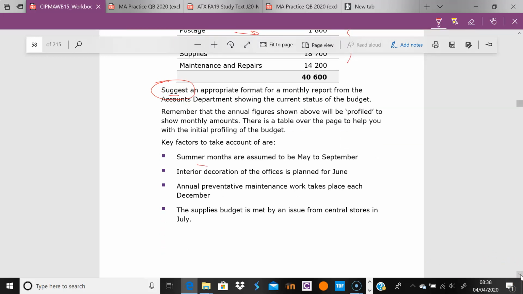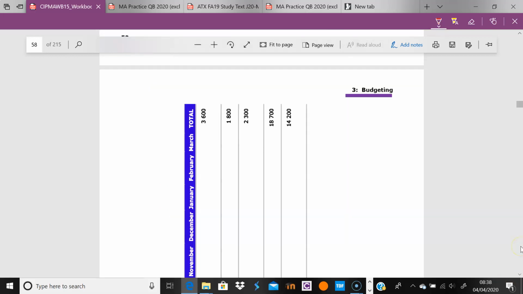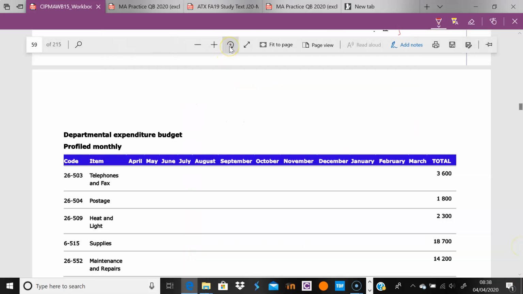It says here, key factors to be taken account of. We have some summer months, to be assumed from May to September. Then we have some interior decoration of offices planned in June, some preventative maintenance work in December, and some work in July. Really, the whole idea is, how do I spread a budget over the whole year? They haven't told us much about telephone and postage, so we will assume that will happen evenly over the year.